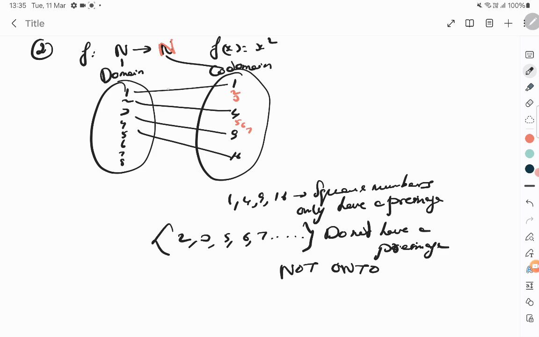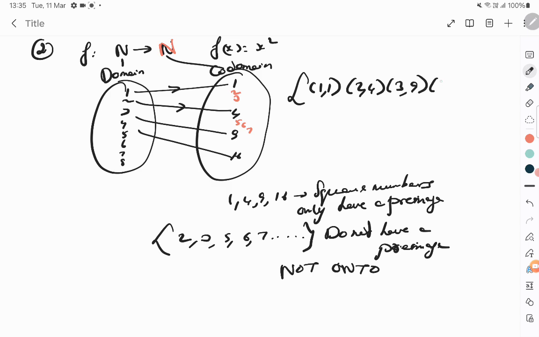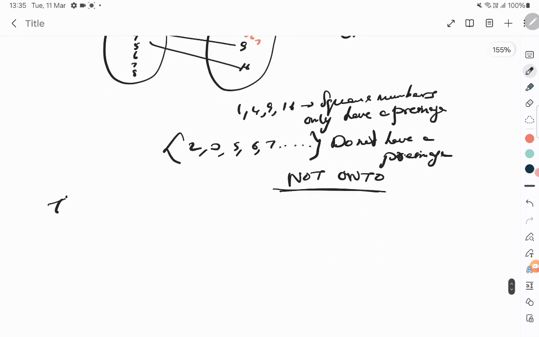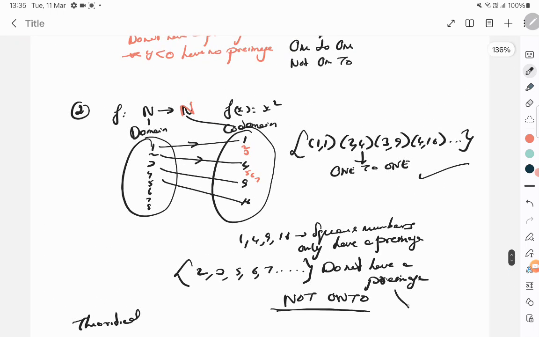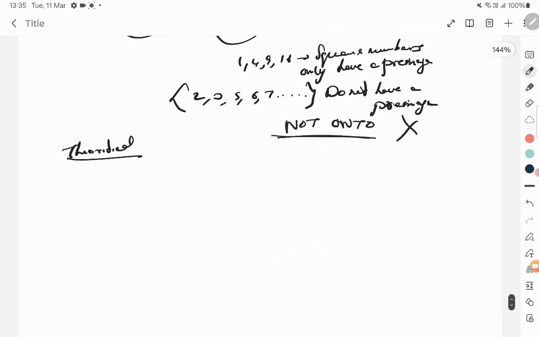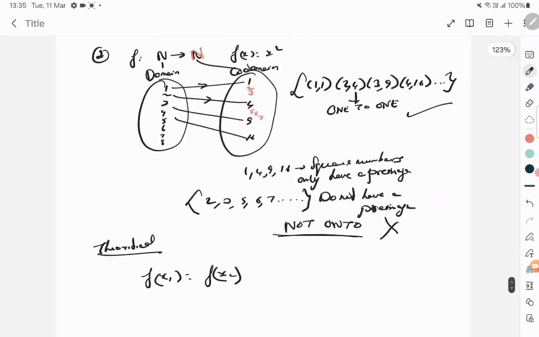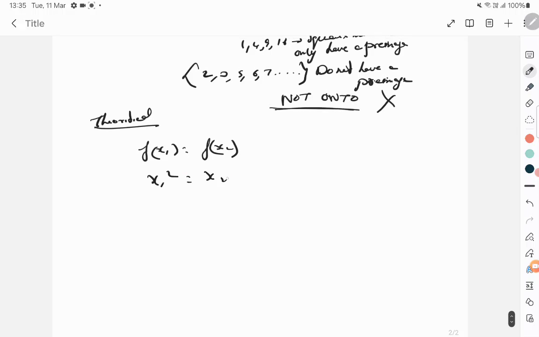Is it 1 to 1? Yes, from this mapping itself you can see 1 is related to 1, 2 is related to 4, 3 is related to 9, 4 is related to 16. This definitely shows that it's 1 to 1, but it is not onto. Now, the theoretical way of explaining it: you know the solution, it's 1 to 1, but it is not onto. How do you theoretically explain that? Let's assume that f of x1 is equal to f of x2. The function here is a quadratic function, so x1 square is equal to x2 square.